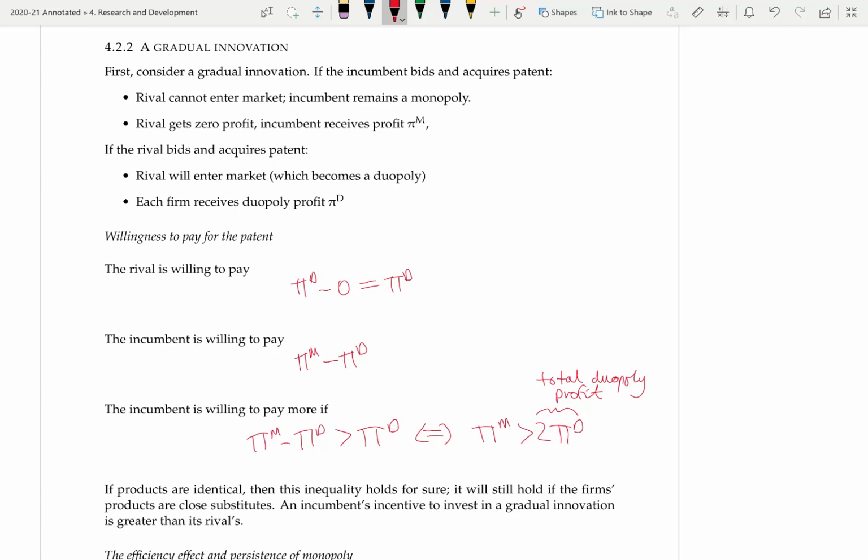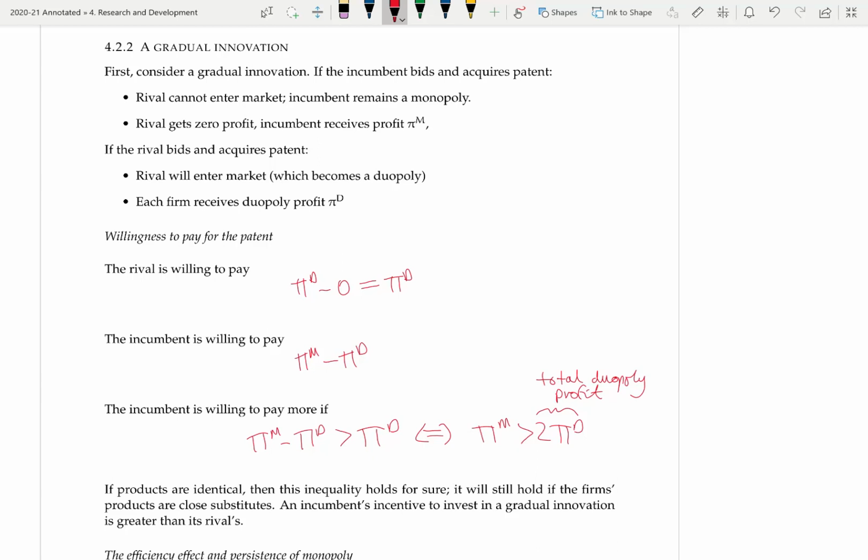For example, in the Bertrand model, the total duopoly profit is 0, whereas the monopoly profit is non-zero, and so this inequality will hold. In the Cournot model with identical products, where the firms are choosing quantity, it is still the case that the monopoly profit is more than the total duopoly profit, because the profit from joint profit maximization is more than the total profit when the firms individually maximize.